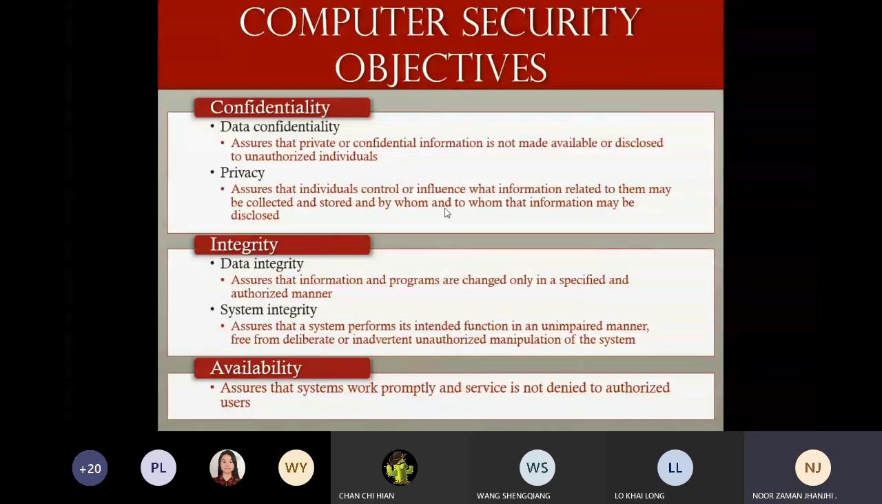Now, what is privacy? It assures that individuals control or influence what information related to them may be collected and stored, and by whom. So you can be sure that your data is not only not disclosed, but not even disclosed by those people who are storing and getting the data. This is the most important point.